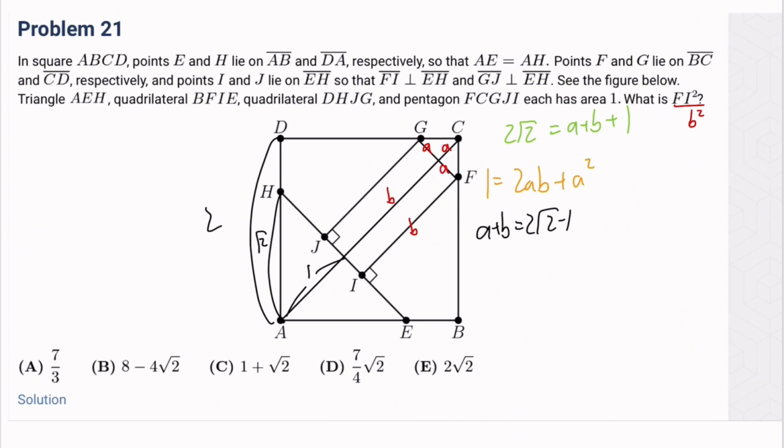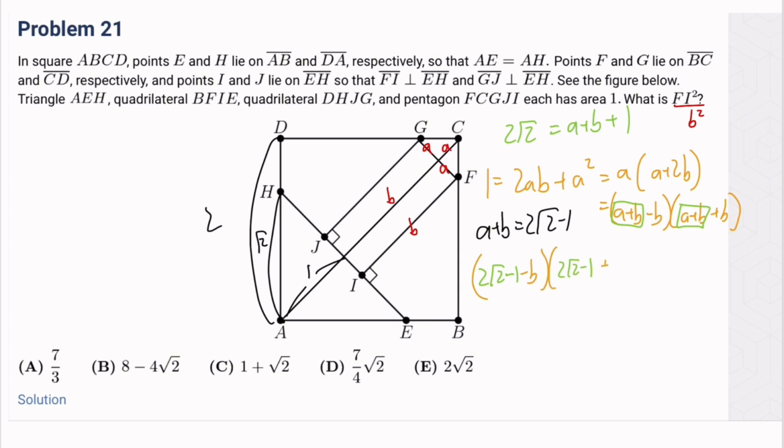And then we can split that into A times A plus 2B, right? And so this is A plus B minus A plus B minus B times A plus B plus B, right? And so since we know A plus B values, then we can just plug this in. So this is 2 root 2 minus 1, 2 root 2 minus 1, and then minus B, times 2 root 2 minus 1, and then plus B, right? So this equals 2 root 2 minus 1 squared, and then minus B squared, and then this equals 1.